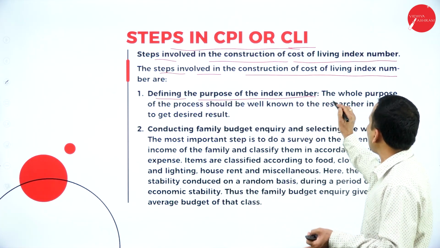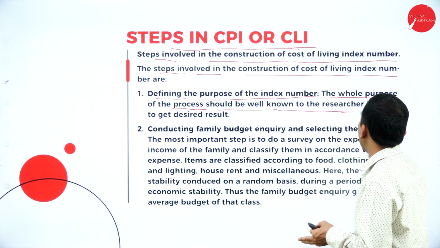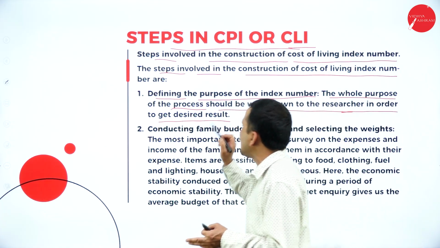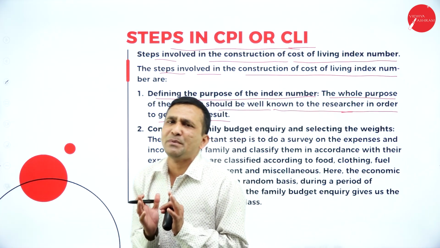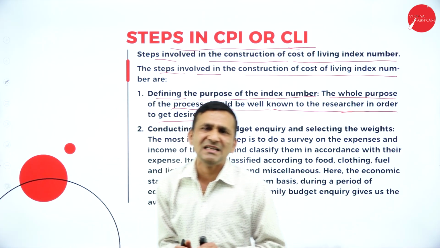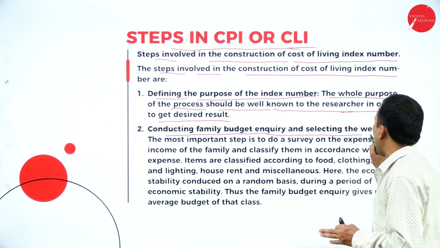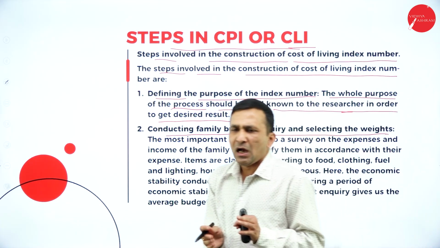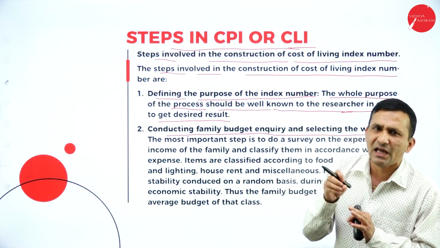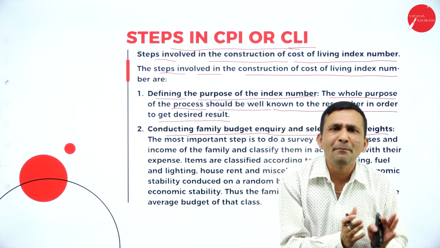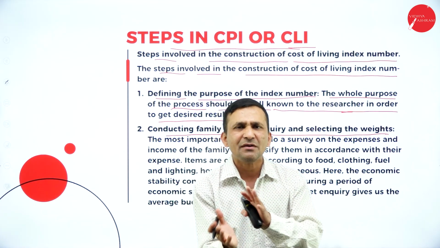The whole purpose of the process should be well known to the researcher in order to get the desired result. If they are expecting a desired result, you must clearly understand the purpose. Second one, conducting a family budget inquiry and selecting the weight, because when the government or private sector fixes salary, wages, or allowance, we compare city to city: urban city, rural city, metro city, because the weight is complete.